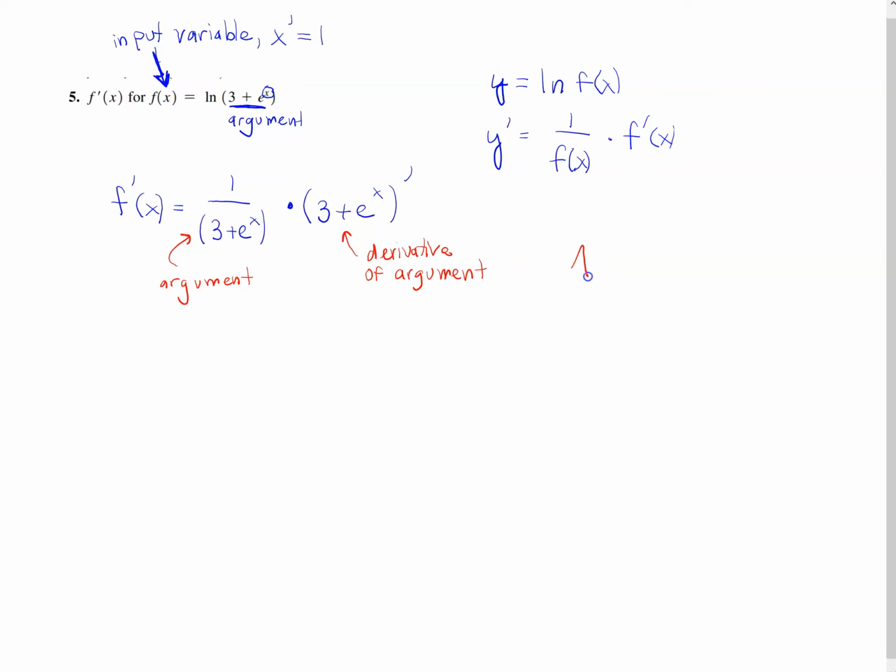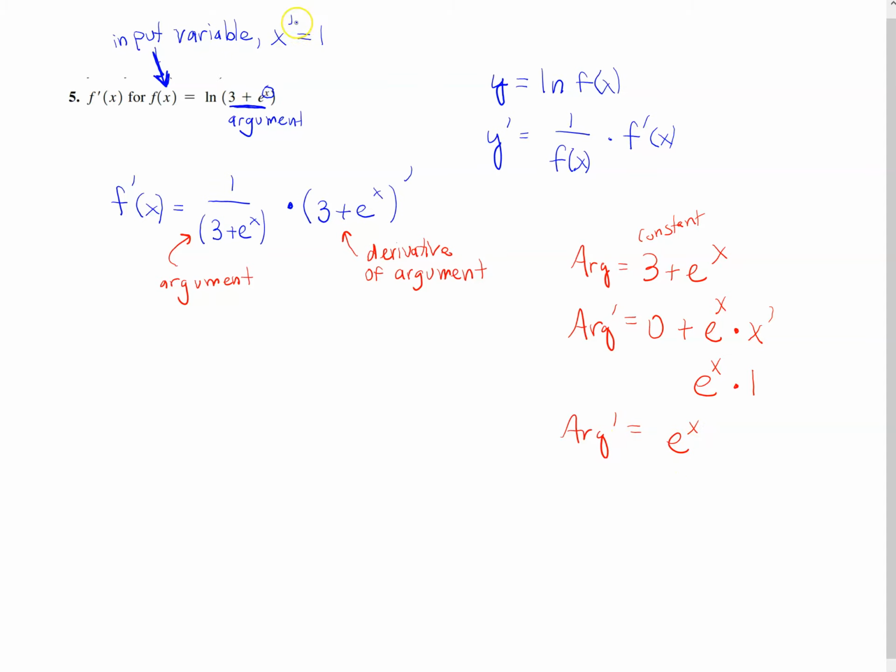If my argument is 3 plus e to the x, when I take the derivative of that argument, well, 3 is just a constant, so the derivative of a constant is going to be 0. And then when I take the derivative of e to the x, the derivative of e to the x is e to the x, and technically I'm tacking on the derivative of that exponent. But the exponent is a plain x variable, and we saw before that x is an input variable, so the derivative of x is just a 1. So really the derivative of my argument is just going to be e to the x.